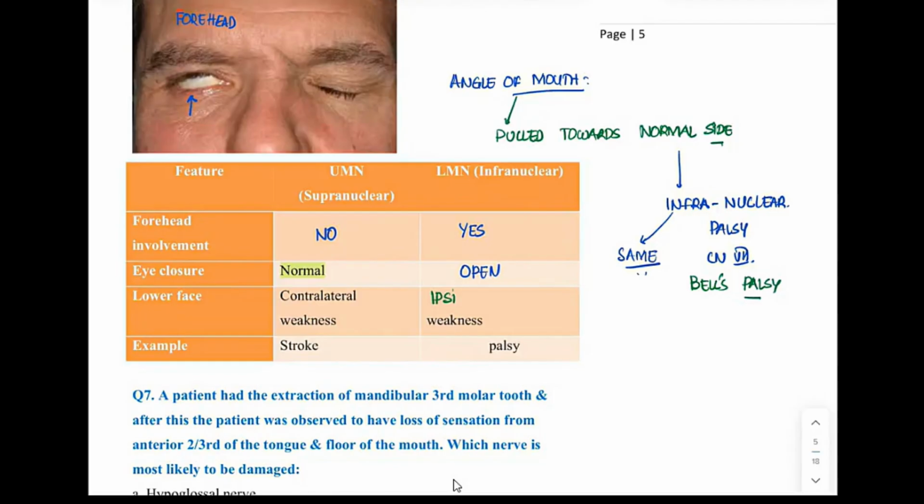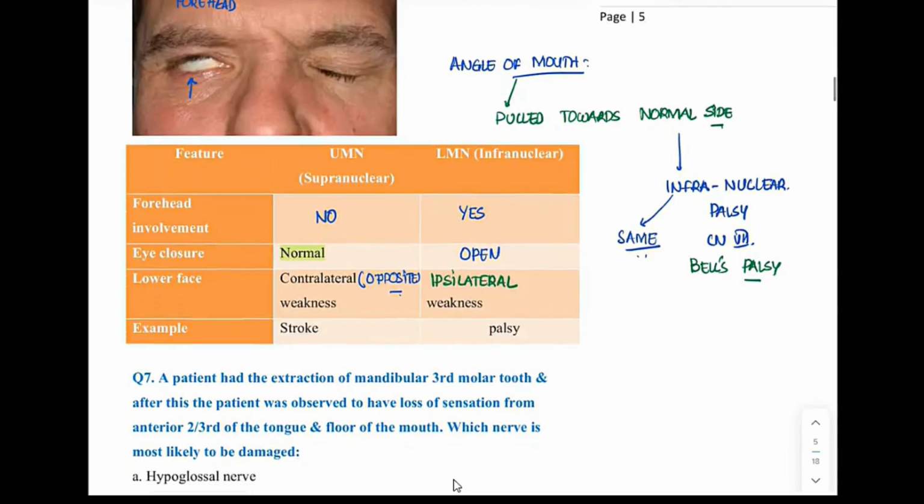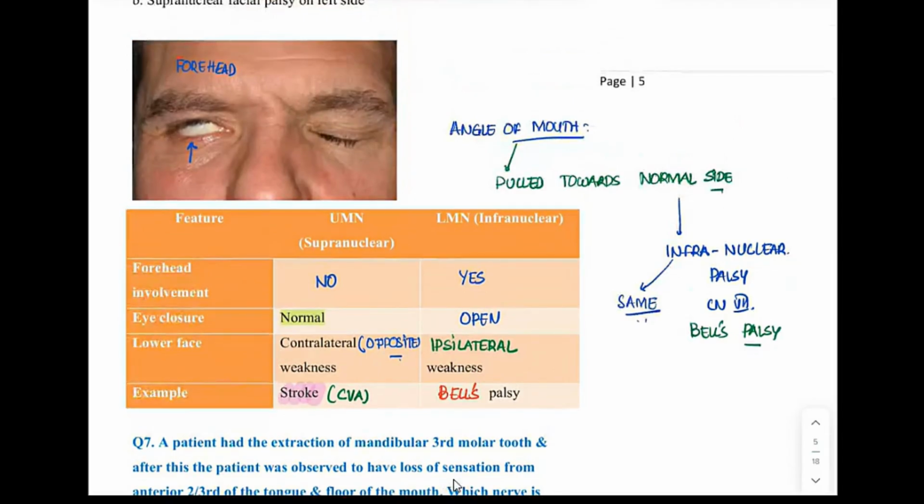So that is known as ipsilateral. But in case of upper motor neuron, the changes are seen on the other side, so contralateral. So contralateral means you can say opposite side. And clinically, the lower motor kind of facial nerve palsy is known as the Bell's palsy, and the upper motor can be seen in stroke, that is cerebrovascular accidents. Right? So CVA. So complete involvement of the one half.